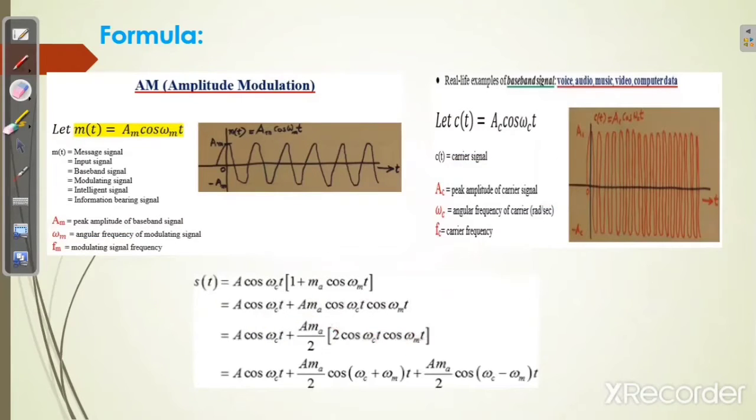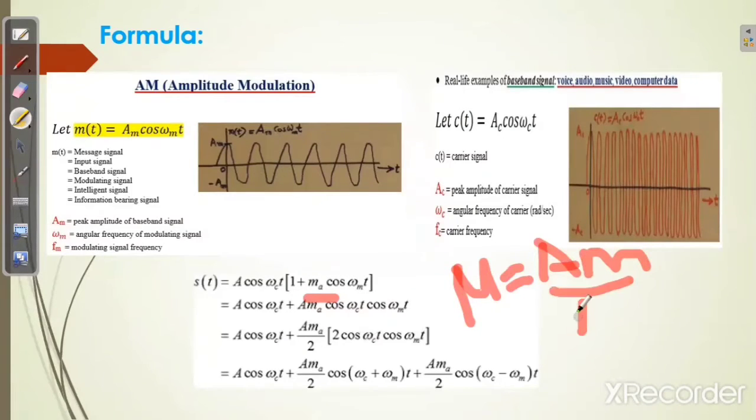This is the equation for the overall modulated signal, which is denoted as s(t). s(t) = Ac cos(ωc t)[1 + μ cos(ωm t)]. Here ω can also be written as 2πf, and this μ is nothing but the modulation index. It is the ratio of Am divided by Ac, which is the amplitude of the message signal to the amplitude of the carrier signal.